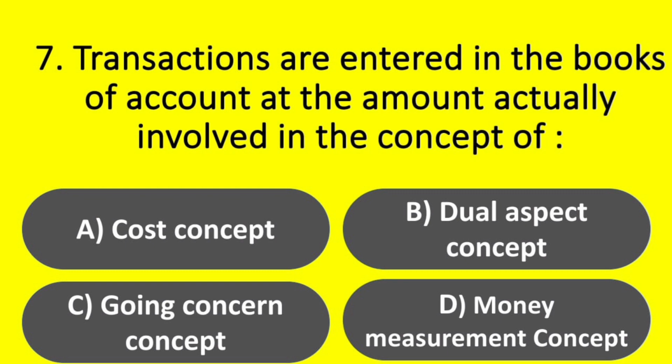Transactions are entered in the books of account at the amount actually involved in the concept of options A, cost concept, option B, dual aspect concept, option C, going concern concept, option D, money measurement concept. Answer option A, cost concept.